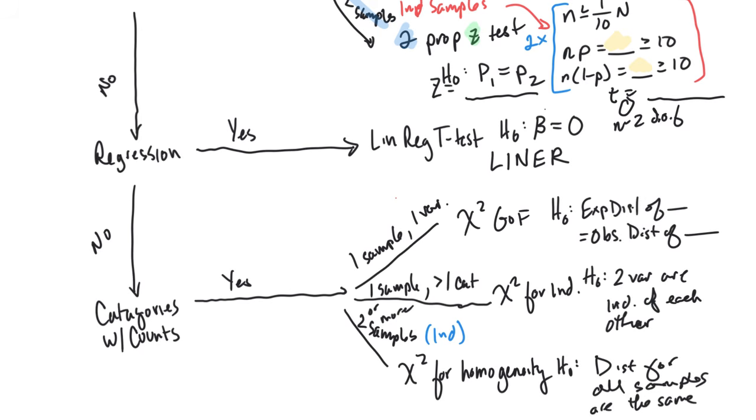Now, for the conditions, we still have the independence condition, but in this case, our other condition is that all of our expected counts are greater than or equal to 5. So when you set these up, you didn't have such a small amount of things in the sample that your expected counts were less than 5. And that would be true on all of these.